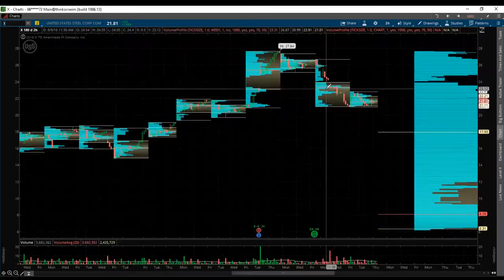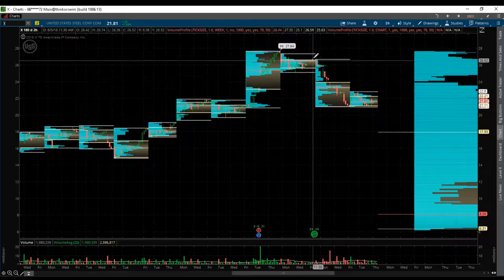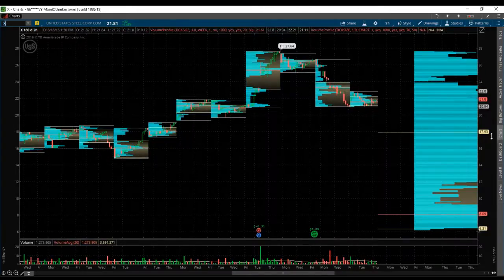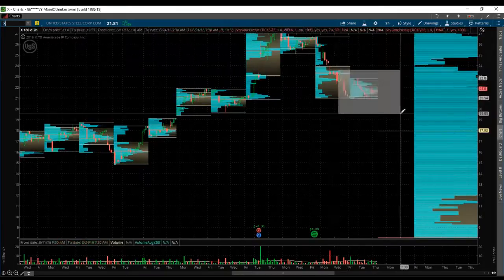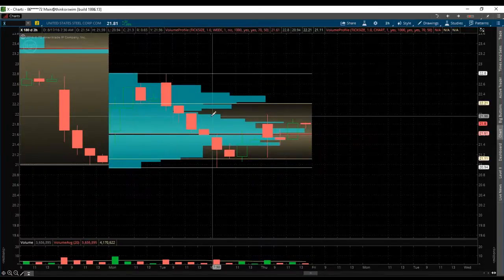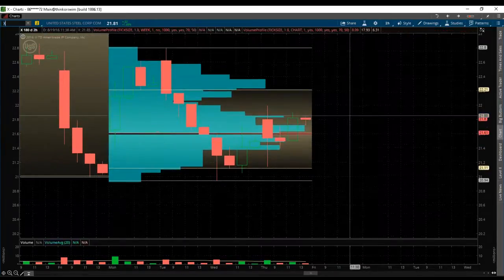So this chart is 180-day, 2-hour, but I have a 1-week profile, and this is this week's profile in steel. Fairly balanced week. What's cool is you can use some of this stuff when we look at one prior day to the next day. You can do it from one week to the next. Auction theory holds in all time frames, but a fairly balanced day, balanced week in steel.